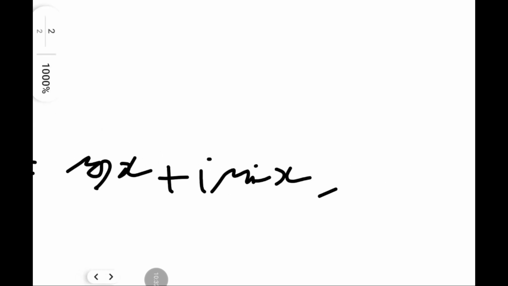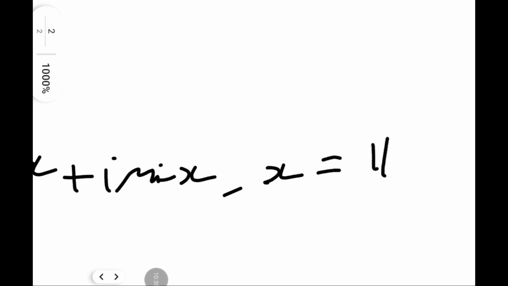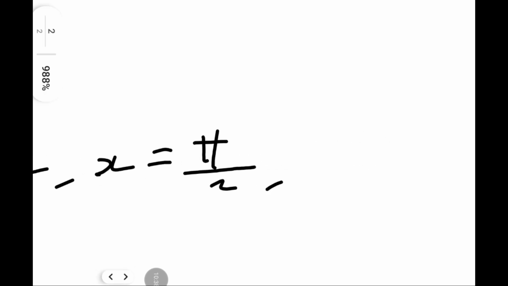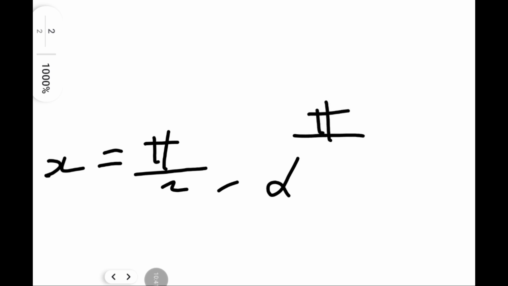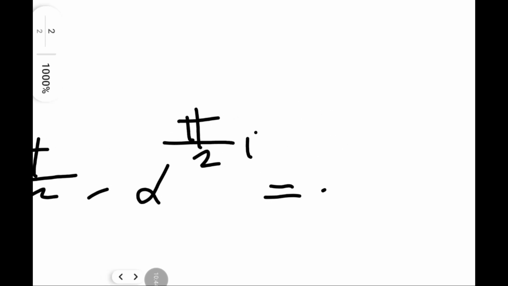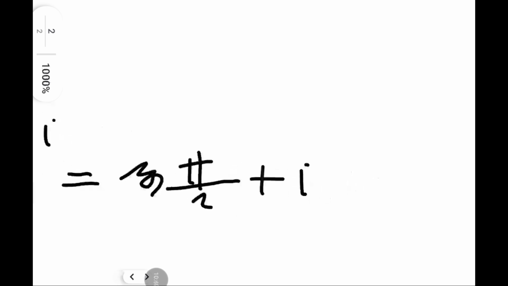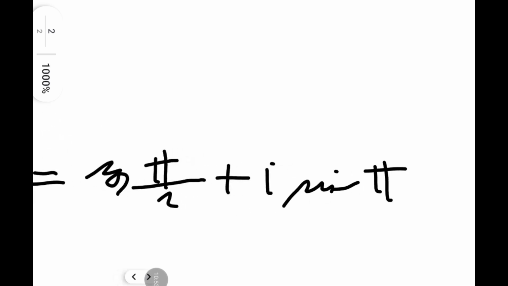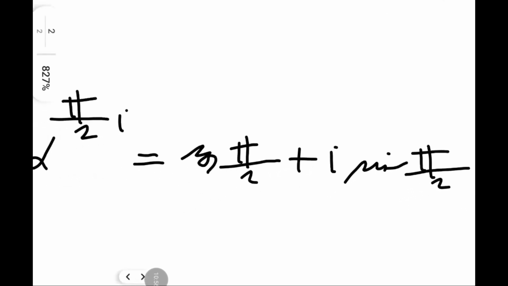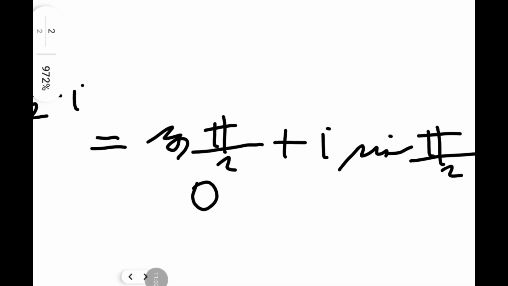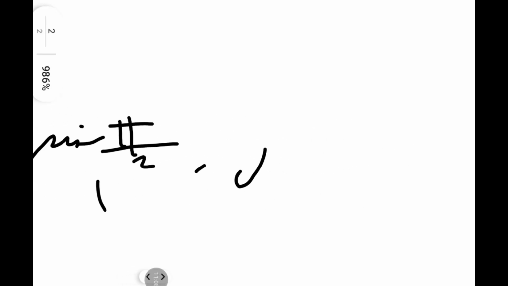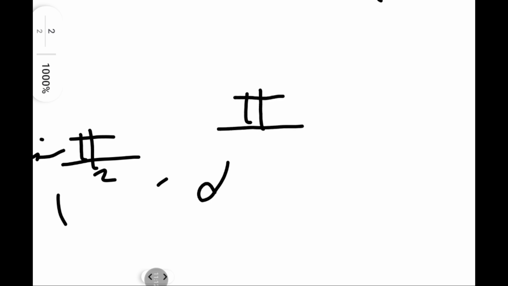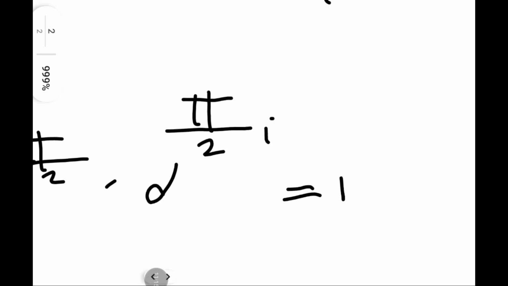Now what we're going to do is choose x equals pi over 2, and you're going to see why. When we do that, it's e to the power of pi over 2 times i is equal to cosine of pi over 2 plus i sine of pi over 2. Now what does that equal? Well, cos of pi over 2 is going to be 0, and sine of pi over 2 is going to equal, not 0, sorry, 1. In other words, it's going to equal i. We know therefore that e to the power of i pi over 2 is equal to i, which is pretty interesting.